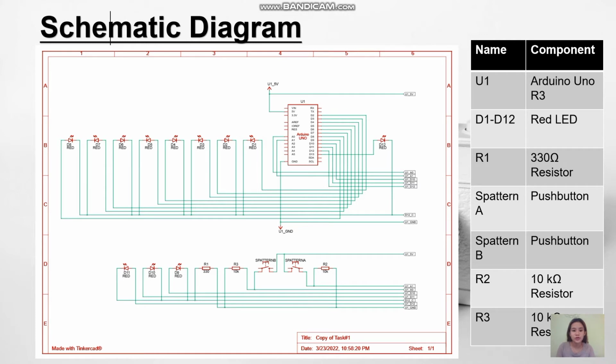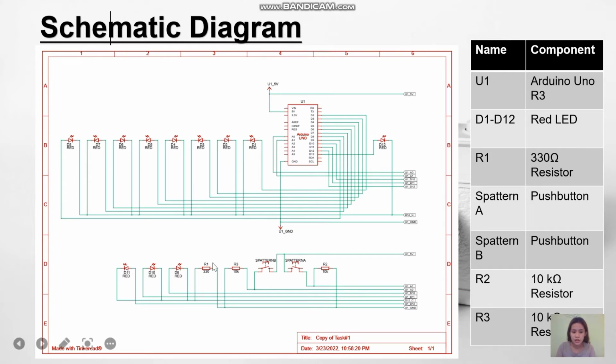Now I have here the schematic diagram of my circuit. So first, of course, the U1 will be considered as the Arduino Uno R3, and D1 to D12 will be the red LEDs. But of course, coming from the D2, for the pins that are present on the actual Arduino board, it's from pin number 2 to pin 13. And the R1 will be the 330 ohms resistor.